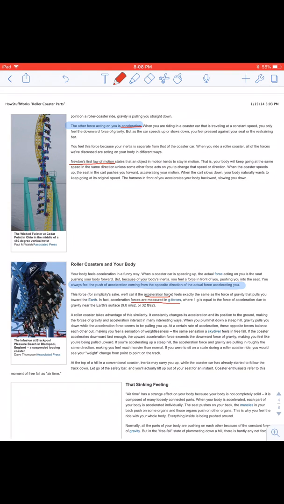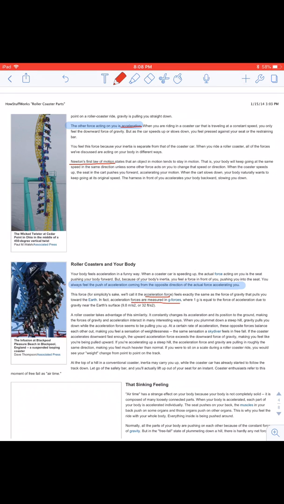A roller coaster takes advantage of this similarity. It constantly changes its acceleration and its position to the ground, making the forces of gravity and acceleration interact in many interesting ways. When you plummet down a steep hill, gravity pulls you down, while the acceleration force seems to be pulling you up. At a certain rate of acceleration, these opposite forces balance each other out, making you feel a sensation of weightlessness, the same sensation a skydiver feels in a free fall.